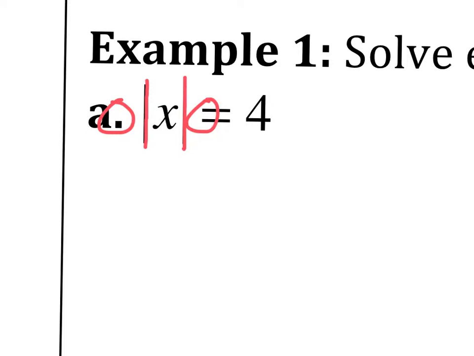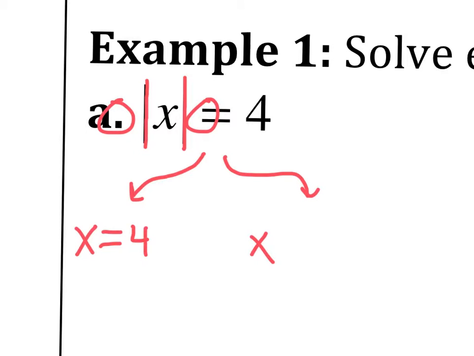So now we get to do step two, which is a split. And what's the split look like? The split, you drop the bars and write exactly what you see. So erase the bar to get x equals 4. And then the other one, you write exactly what you see over here, except you make the 4 into a negative.